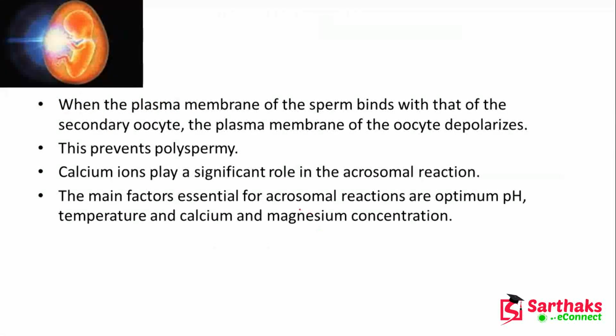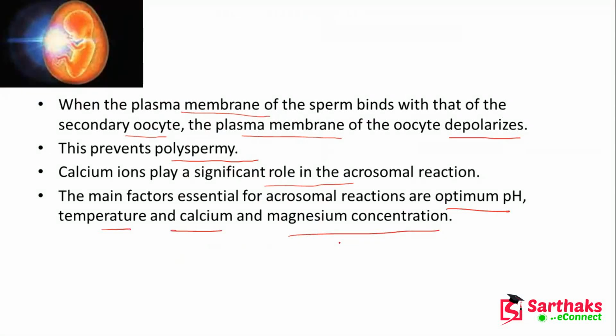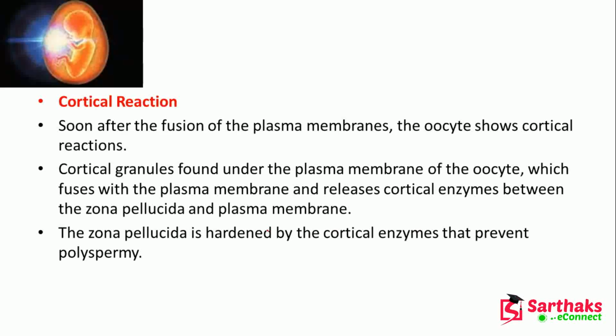When the plasma membrane of the sperm binds with that of the secondary oocyte, the plasma membrane of the oocyte depolarizes, and this prevents polyspermy. Calcium ions play a significant role in the acrosomal reaction. The main factors essential for the acrosomal reaction are optimum pH, temperature, and calcium and magnesium concentration. So these are required.